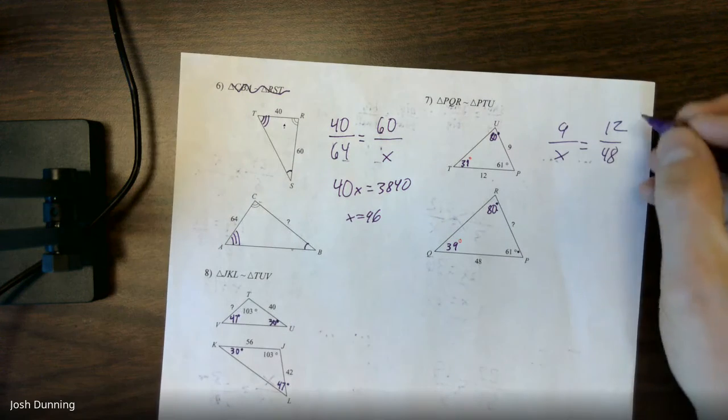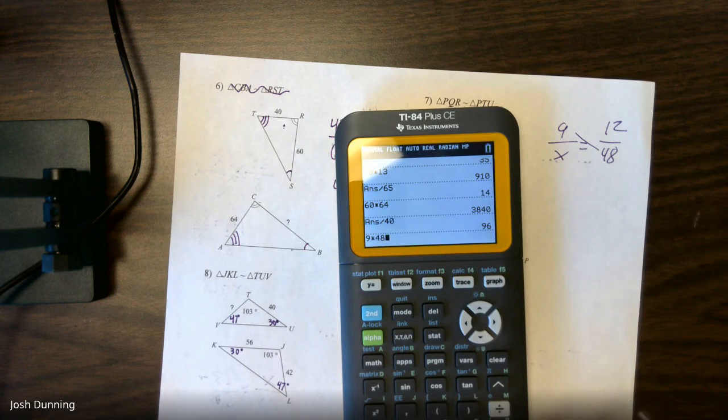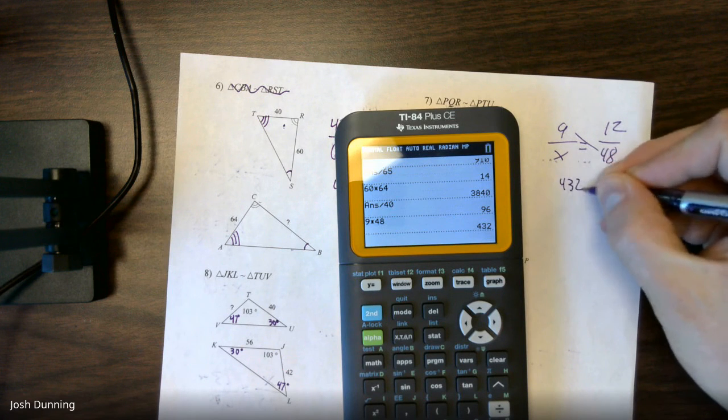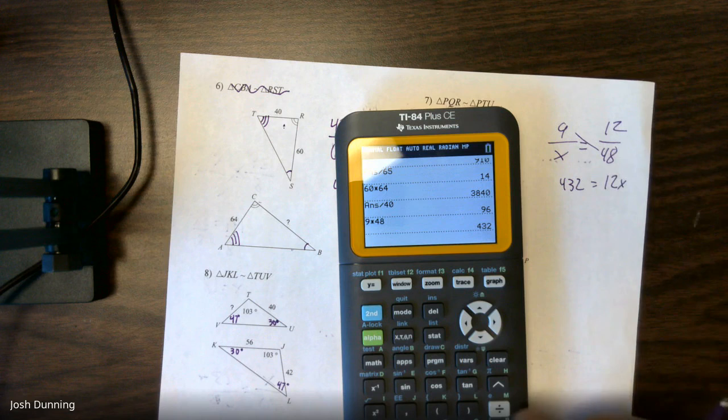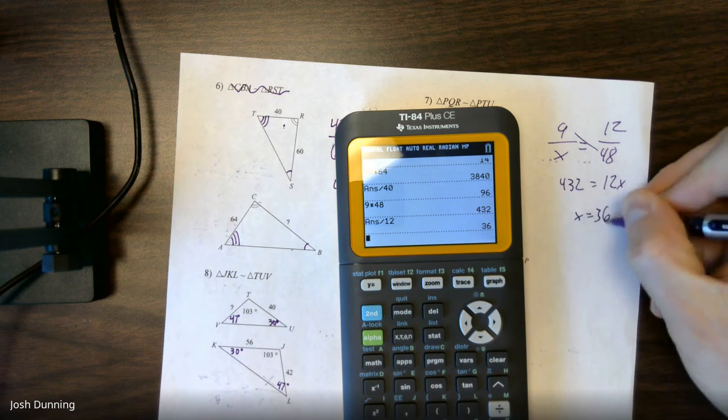Cross multiply. 9 times 48. And 12 times X. And divide. 36.